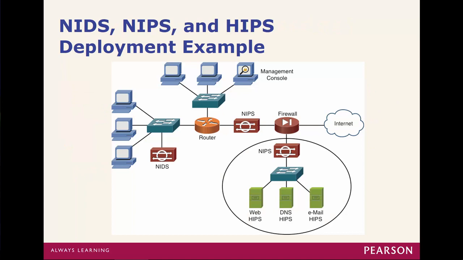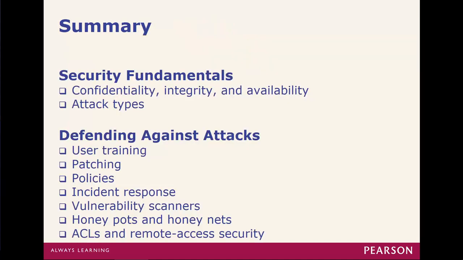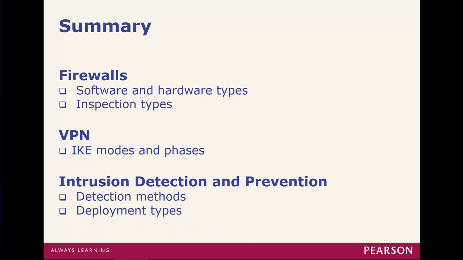So some deployment examples, we may have a network IPS close to the firewall, and we may then have some host IPSs on machines. That's actually it for this chapter. We covered a lot of security information: confidentiality, integrity, availability, the different types of attacks, as well as firewalls, VPNs, IPSs, and IDSs. If you have any questions, please let me know.